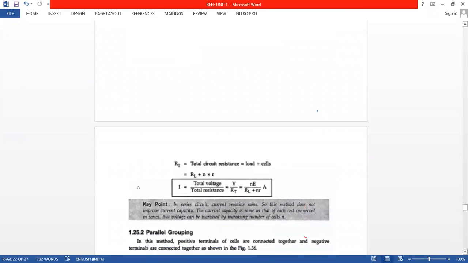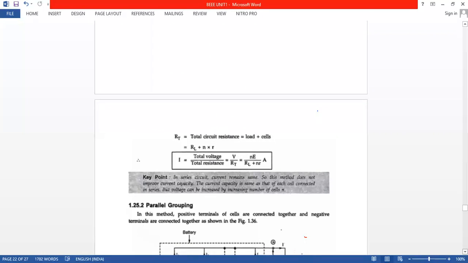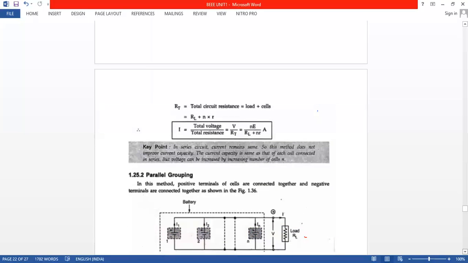What is the formula for current? Current equals voltage by resistance, V by R. Resistance is RT we have taken. Total resistance is RT because we are having a number of cells. So we are getting this formula. What is smaller, we'll see. Internal resistance.